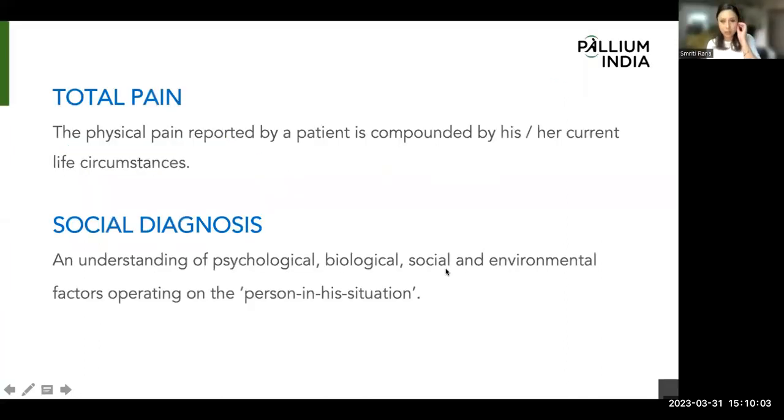So we talked about this idea of total pain in our first session. Which is to say that physical pain reported by a patient is compounded by his or her life circumstances. And what we really need to do in order to understand what that person's total pain is, is also a social diagnosis and an understanding of psychological, biological, social, and environmental factors operating on the person in his situation, in her situation, in their situation, however you want to approach it.